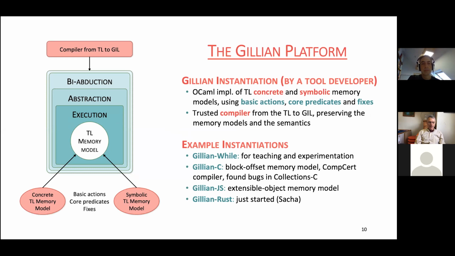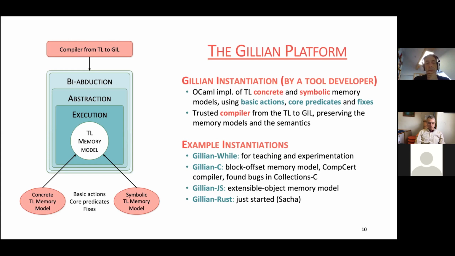The way we instantiate Gillian is we have to give information about the memory model of the target language, and we have to give a compiler from the target language to the intermediate goto language. The memory models comprise a concrete memory model and a symbolic memory model. The concrete memory model is used for testing, and in particular testing the compiler here. And the symbolic memory model is used for the analysis.